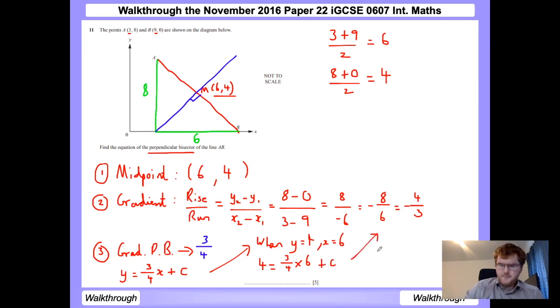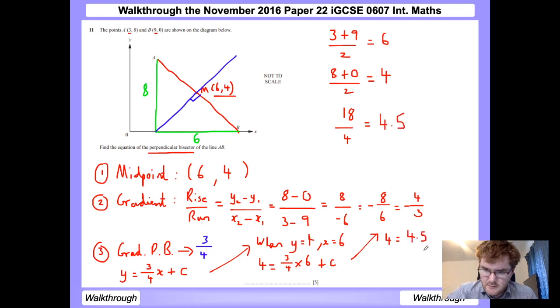And we have to go through the mathematics of this. So 4 equals, well, 3/4 times 6. That's going to give us 18 over 4. I know many people like decimals, so that's going to be 4.5, plus c. Therefore c is going to be equal to minus 0.5 or minus a half. I'm going to keep it as a fraction, we're almost there.